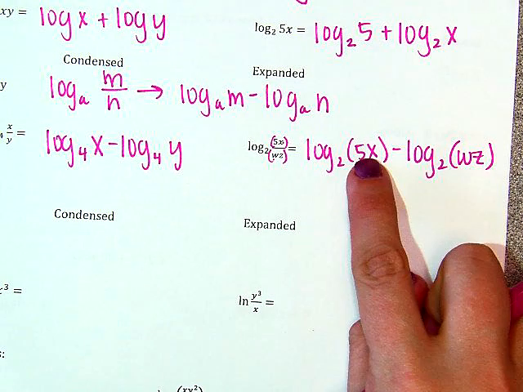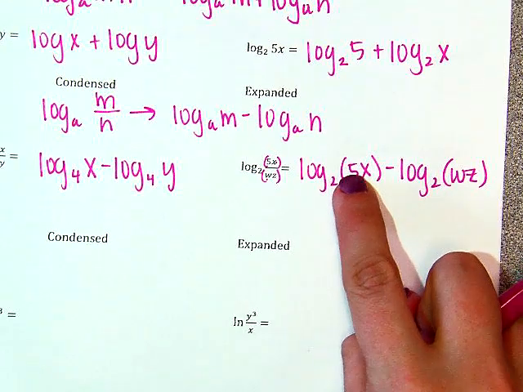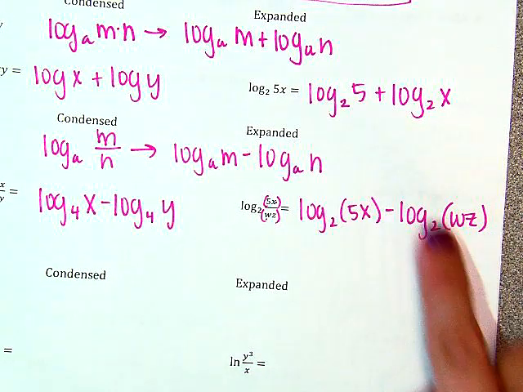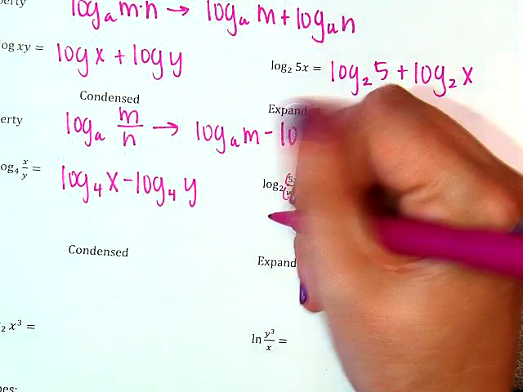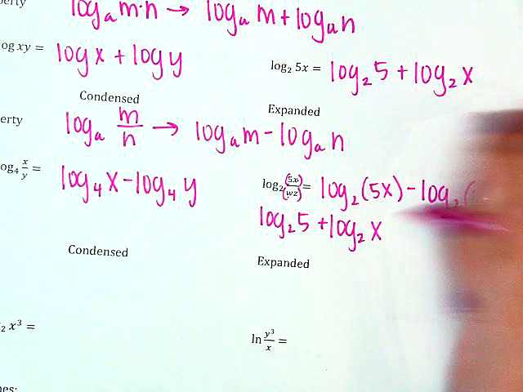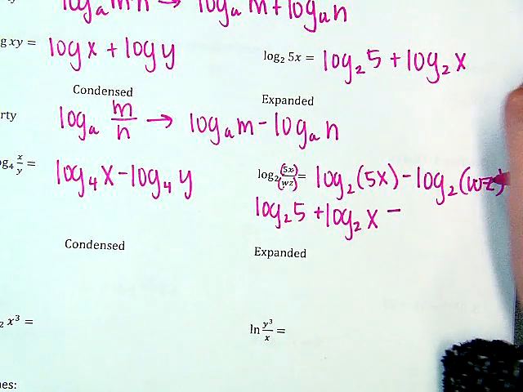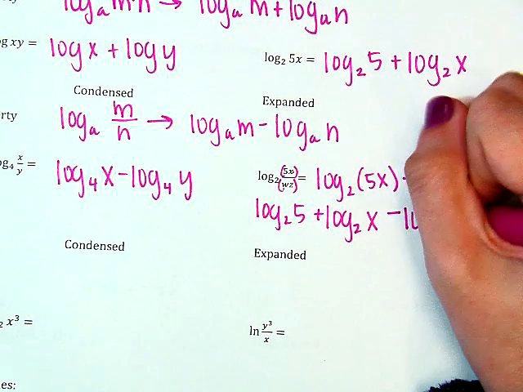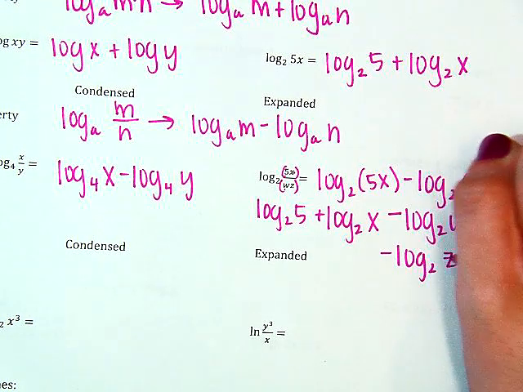Now these are being multiplied. So since these are being multiplied, I got to go back to my first rule where I make them adding. These are being multiplied, so I do the same thing for there. So I got log base 2 of 5 plus log base 2 of x, minus, and that minus goes to both the w and the z. Log base 2 of w minus log base 2 of z.